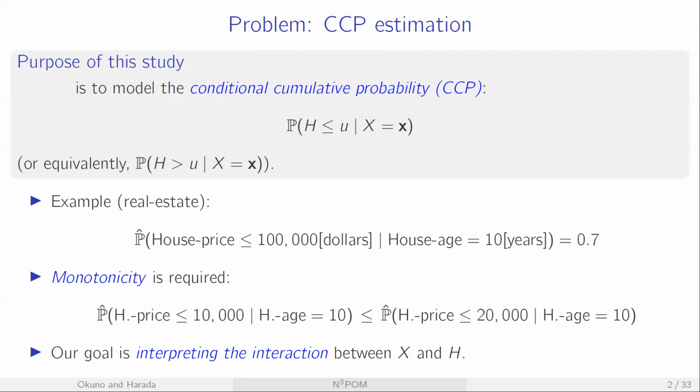Also in this study, we focus on the interaction between the covariate X and the response H. In fact, this has been studied from the statistical point of view. So our intention is to clarify which covariate has a large impact on the response H. For instance, if the house age has a big impact on the change of the house price, we want to detect it. Our ultimate goal is to interpret the interaction between the covariate X and the response H.